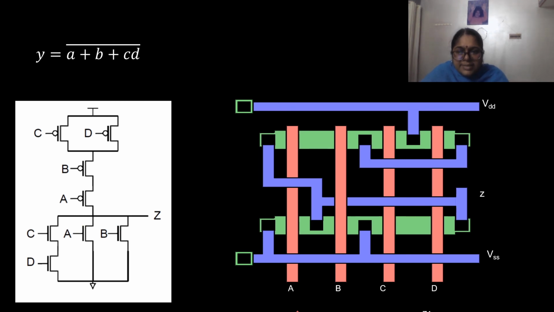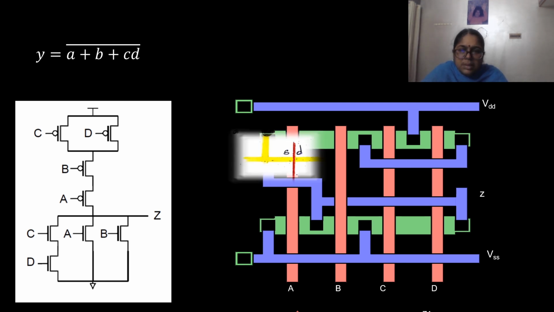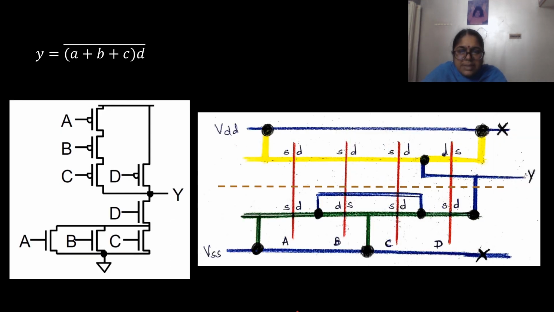This is another example, A plus B plus CD whole bar. Similarly, A plus B plus C into D whole bar. Drawing the stick diagrams, you will have to practice to actually know how the stick diagrams need to be drawn.